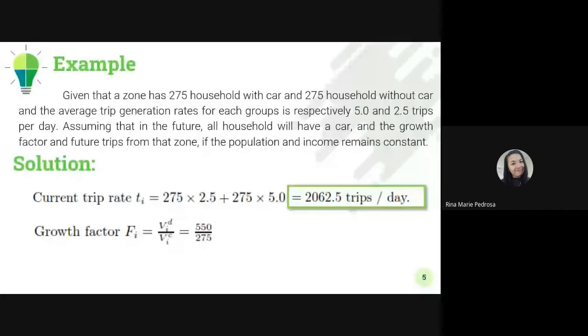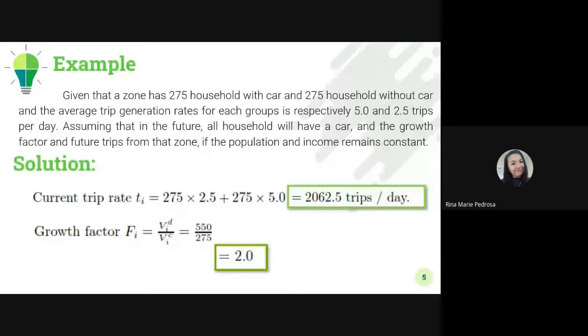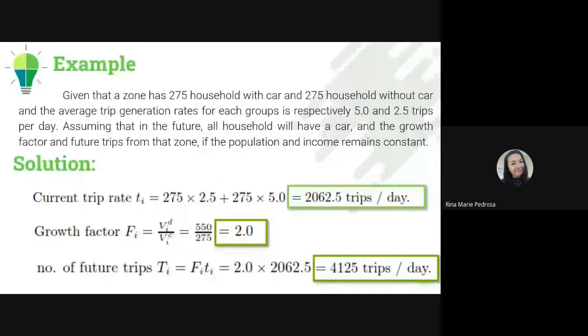So combining both, we will actually have a growth factor of 2. Next, let's solve for the number of future trips, your T sub i, which is equivalent to 2 times 2,062.5. We have an answer of 4,125 trips per day. So the trip rate in the future, you can see.